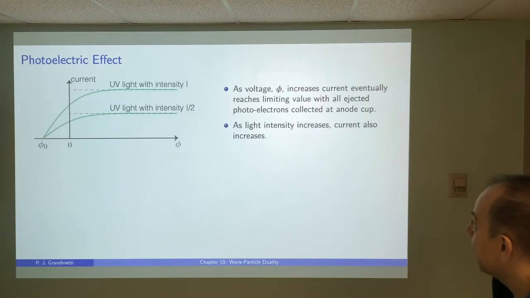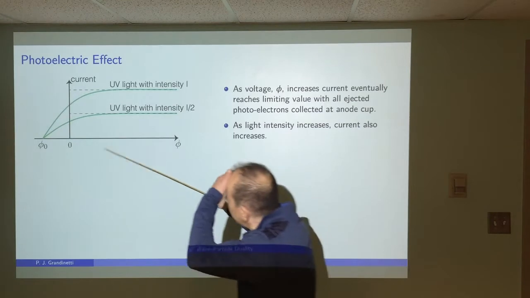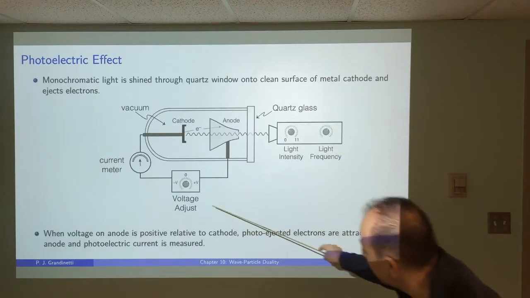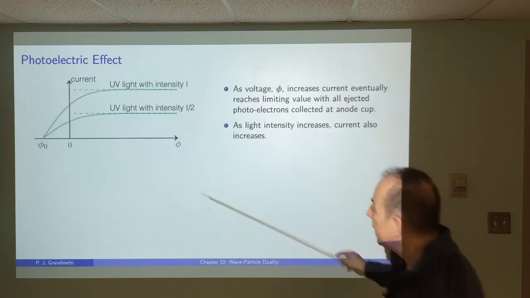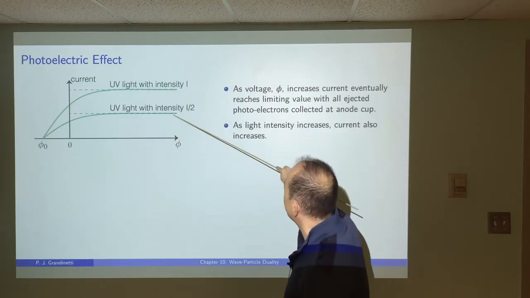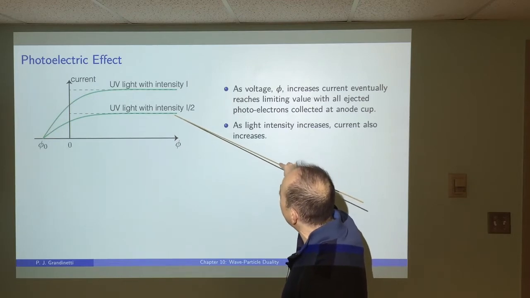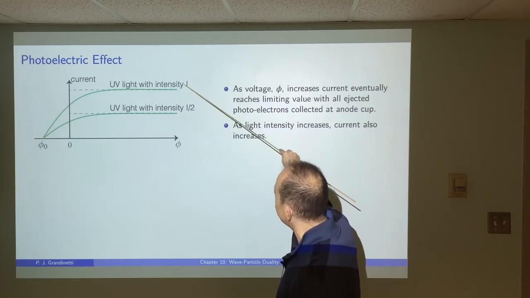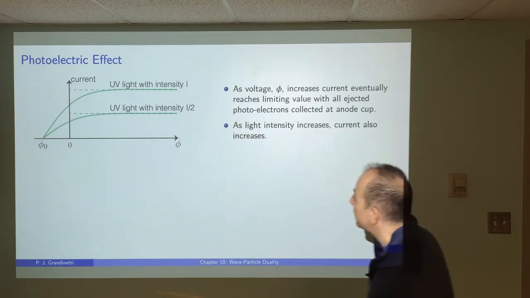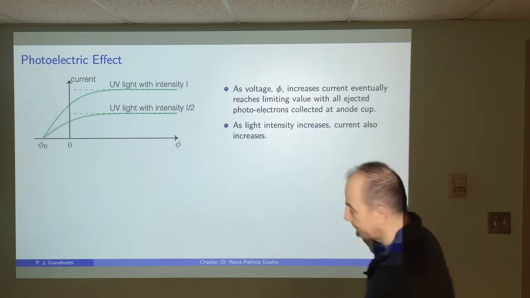All right. So if you vary the voltage, so this potential here is just adjusting this, increasing it. So you can see here the behavior where it goes up and then it comes to some limiting value. And now if you increase the light intensity that's shining on the cathode, you see just doubling the light intensity will double the current that you see in this apparatus.